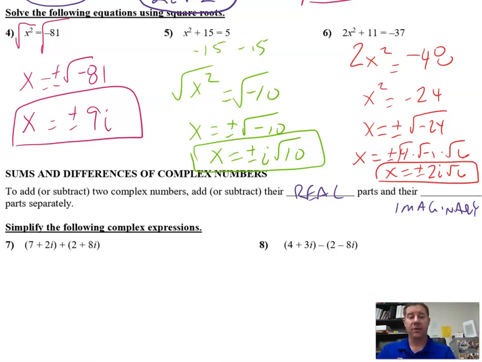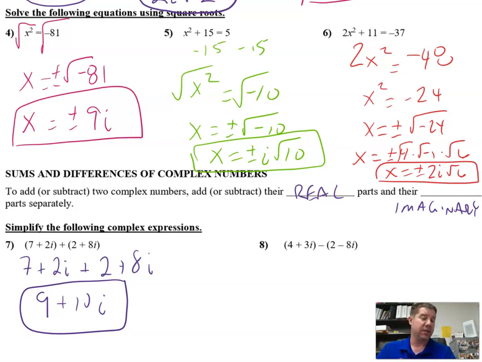All right? So if I want to do 7 plus 2i plus 2 plus 8i, I first would distribute the ones in front to get rid of my parentheses. 7 plus 2i plus 2 plus 8i. In this case, it doesn't change anything. And then I'm just going to combine my like terms. I'm going to add the real parts, the 7 and the 2. 7 plus 2 is 9. And then I'm going to add the imaginary parts, the 2i plus 8i. 2i plus 8i is 10i. And that's how we deal with complex numbers. So again, it's a lot like things we've done before in the past. Nothing really new.